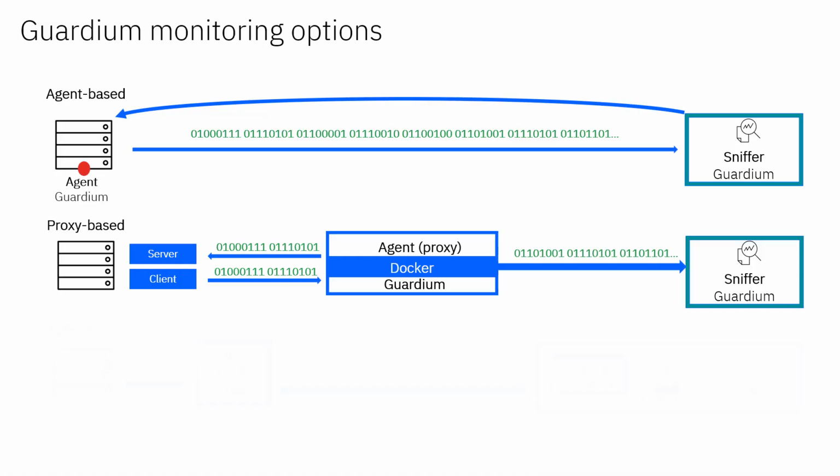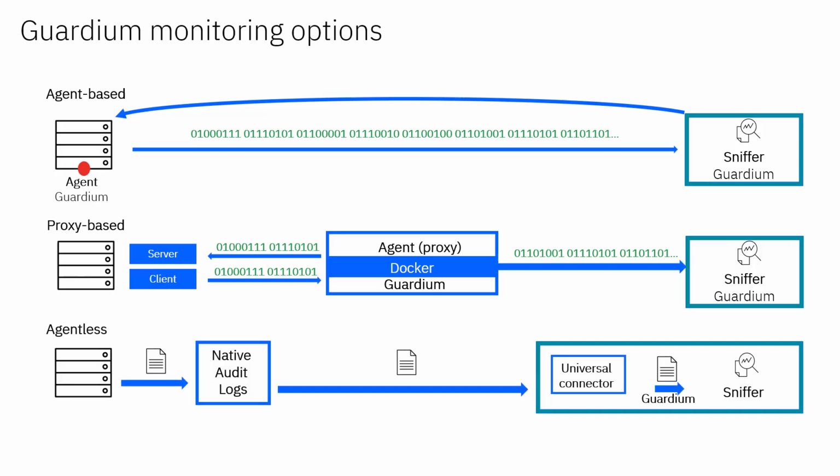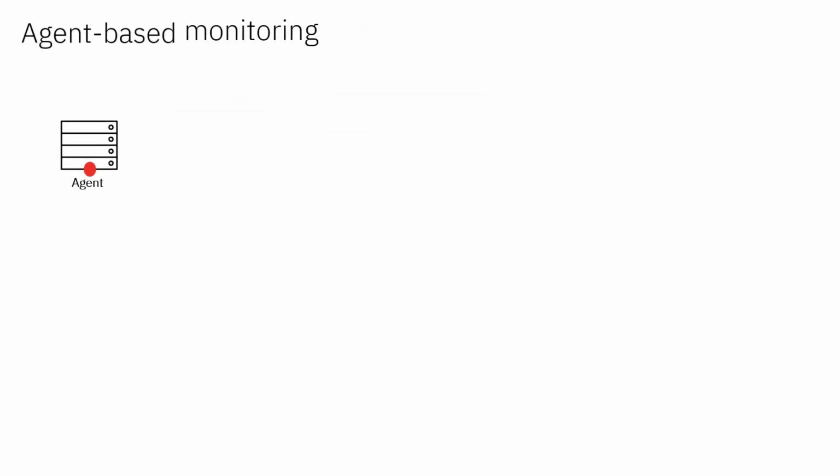Agentless monitoring involves ingesting audit logs from cloud-based data sources. The Universal Connector reads these logs, parses the data into a format Guardium understands, and forwards it to the Guardium environment. In agent-based monitoring, the agent is installed on the server that hosts the data source or data sources.